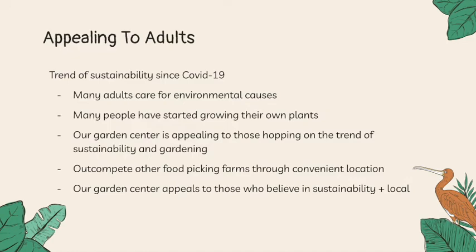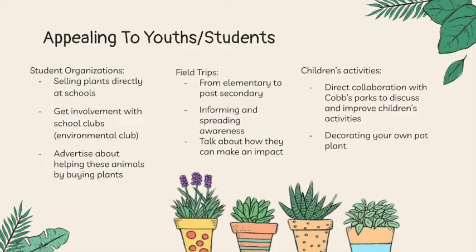We can appeal to the youth by directly involving ourselves with student organizations. So we can sell plants at schools, we can get involved with school clubs, and we can also advertise at these schools about helping these animals and buying products or going to our garden center. A certain association, such as the Agricultural Life and Environmental Sciences Graduate Students Association at the University of Alberta, is an example of the type of association we could get involved with.